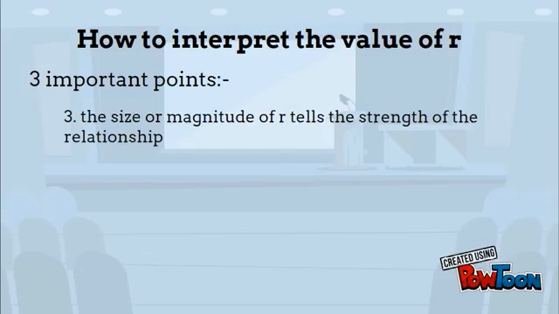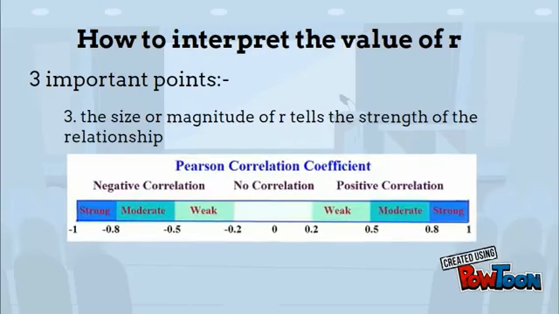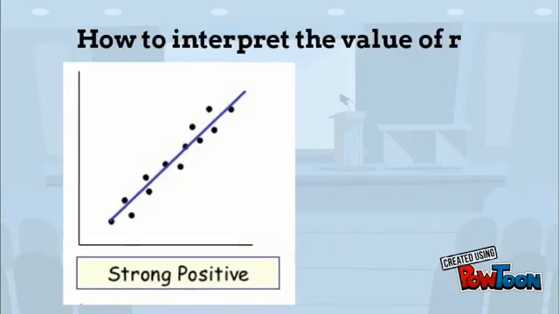Third, the size or magnitude of R tells the strength of the relationship. The closer the value to +1 or -1, the stronger the relationship. The closer the value to 0, the weaker the relationship. If the points are really close to the line, then the relationship is a strong relationship, and R is close to 1.